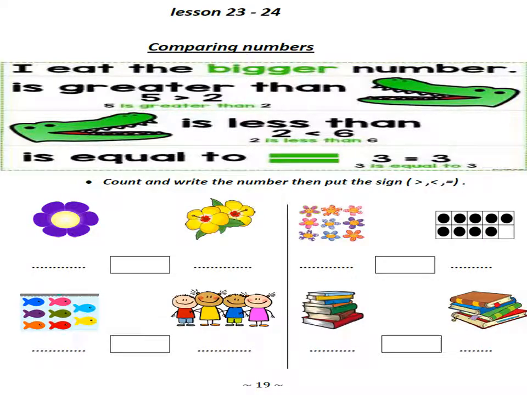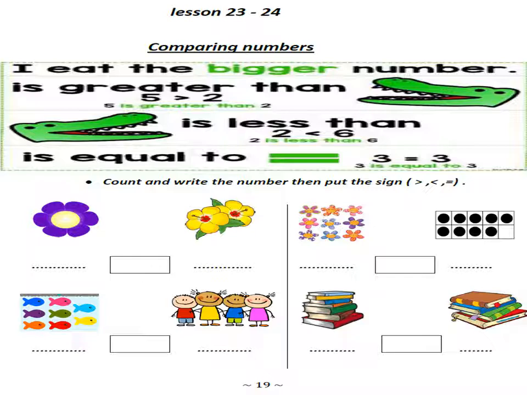Comparing numbers. Okay, we start. As we know, comparing numbers means we have two numbers and we compare them and decide which is greater. And the mouth of the crocodile goes to hunt the big number. Okay, primary one. Let's start to count.